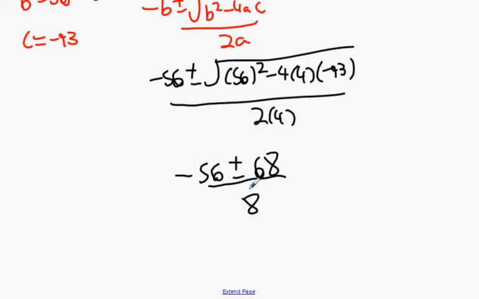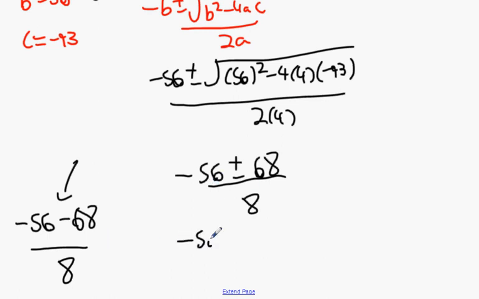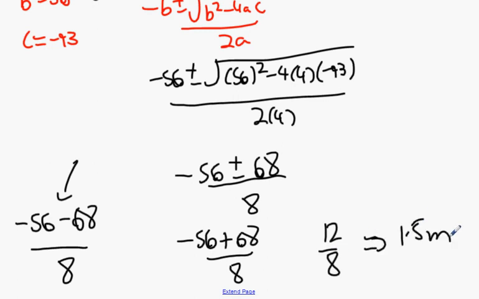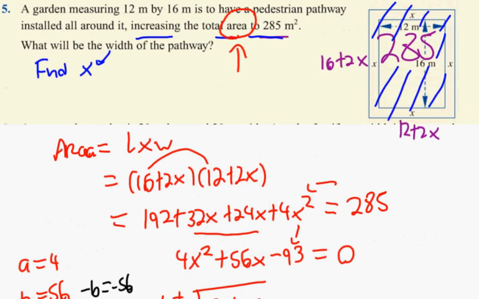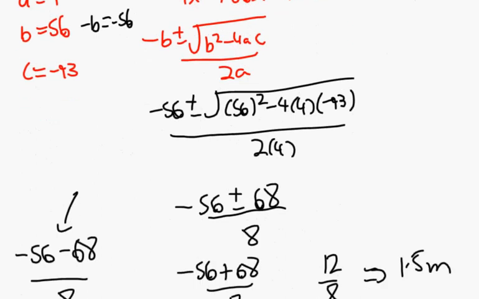Which answer is valid? The negative answer or the positive answer? Your answer has to be positive. So if you use minus 56 minus 68 all over 8, that's definitely going to be a negative answer, isn't it? So therefore we don't even need to work it out. However, the other one, minus 56 plus 68 all over 8, 12 over 8, which is 1.5 meters. So your width of your path is it 1.5 meters or 1.5 centimeters? 1.5 meters. Everybody alright with that?